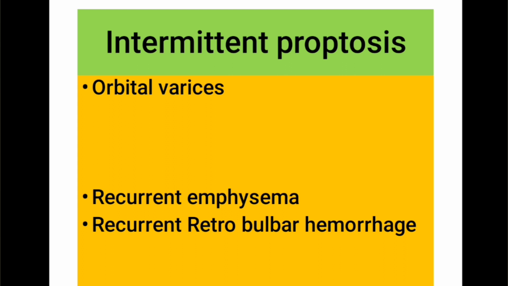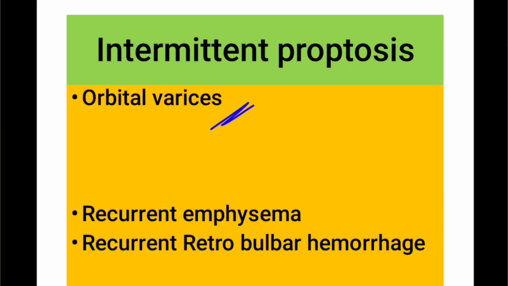We have something called intermittent proptosis, which will be there at times and may not be there always. The cause is orbital varices. This is the most common cause for intermittent proptosis. Most commonly it is unilateral, where there are associated dilated vessels in the conjunctiva, and the proptosis varies with the position of the head. The proptosis increases whenever the patient bends forward or following Valsalva maneuvers, and on X-ray or CT scan you will find what are known as phleboliths. The other causes of intermittent proptosis are recurrent emphysema or recurrent retrobulbar hemorrhage.